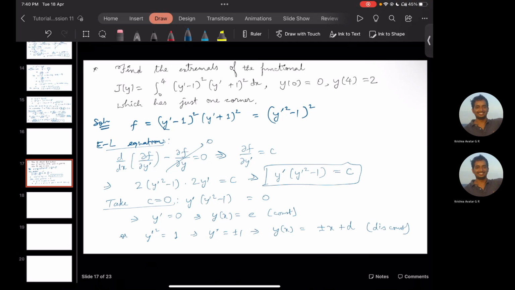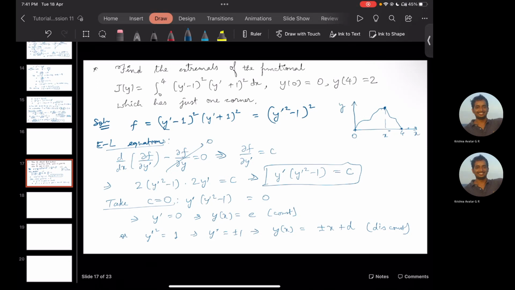Okay. And the problem already says that we have a solution from 0 to 4, and the domain is 0 to 4. And now we can have some constant here, and then there is a corner point at x star.